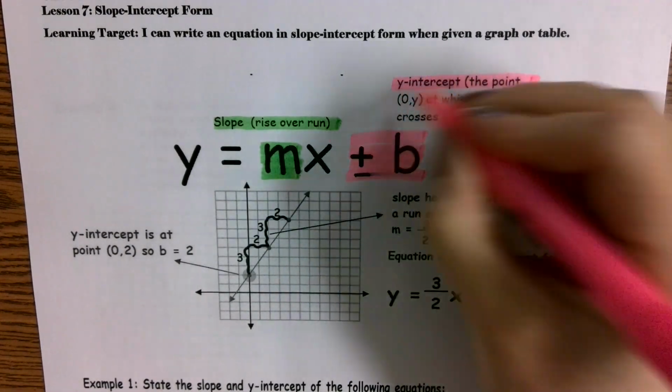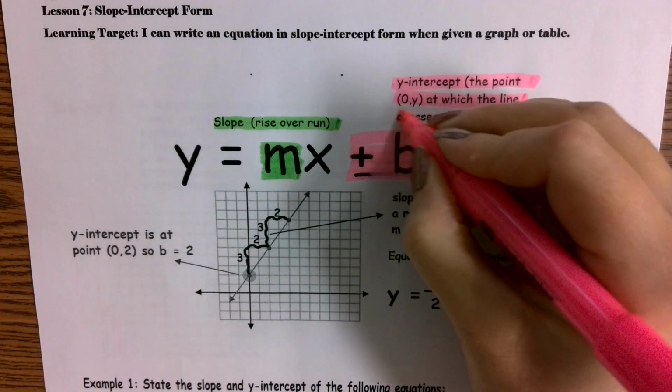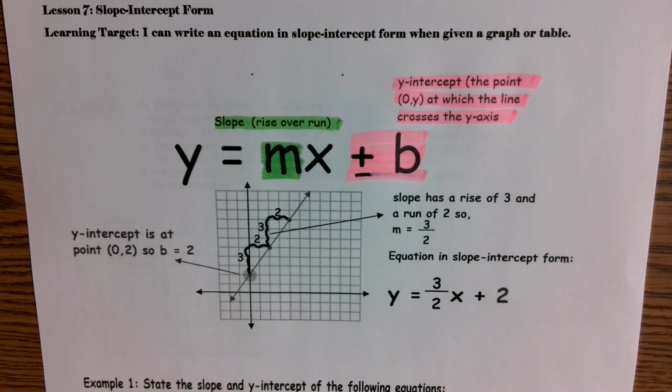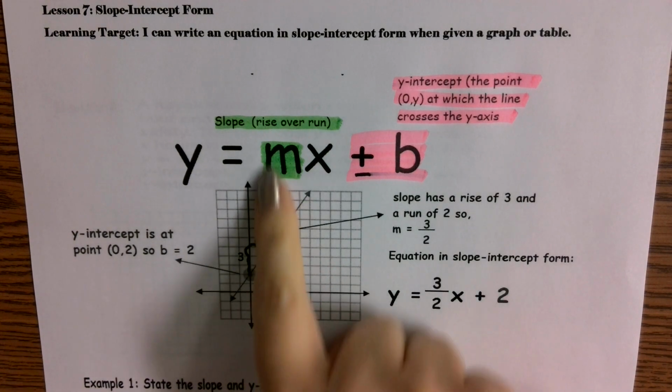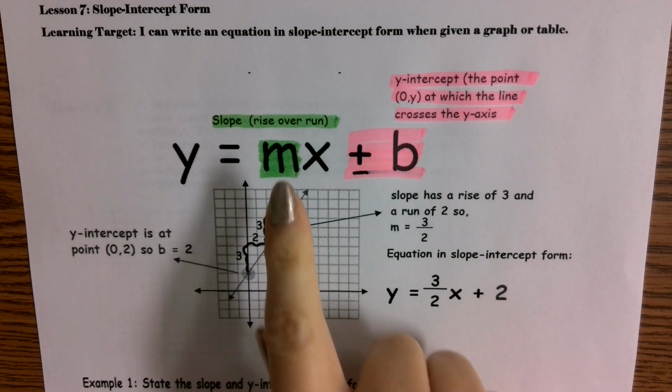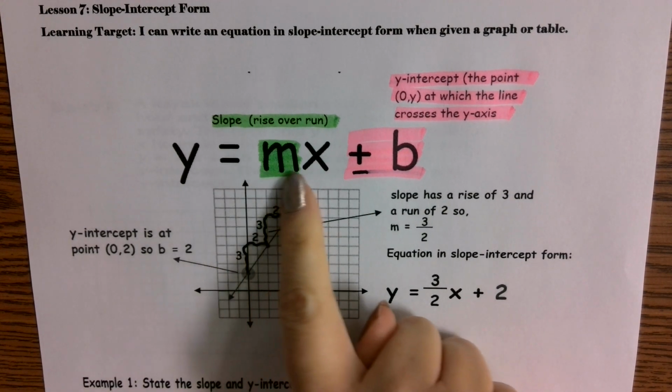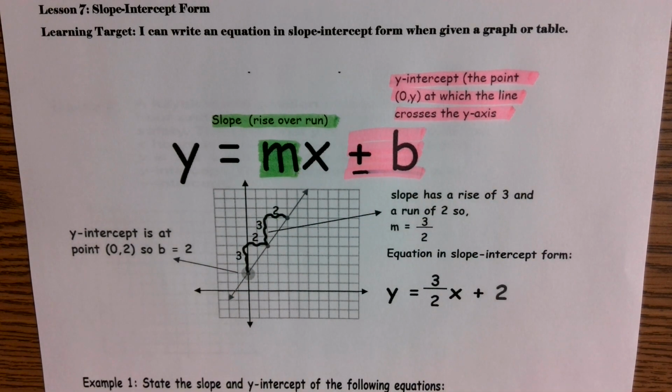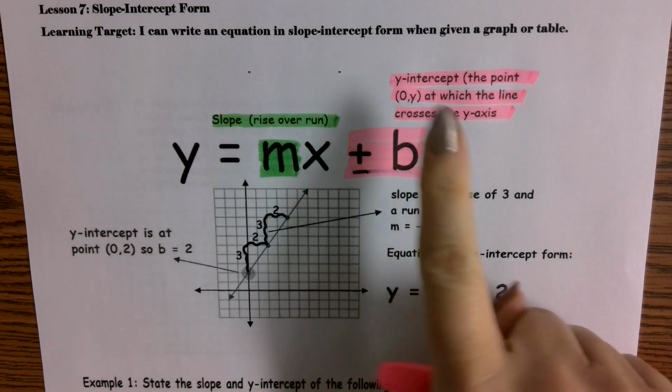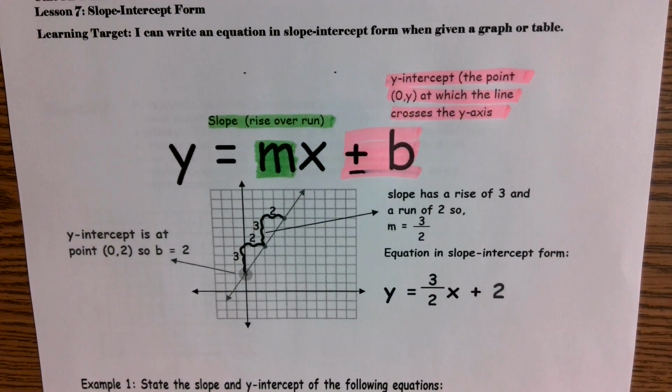That's the point at which x is equal to 0 and y is equal to some other value. Could be 0 or it could be a non-zero value. But it just basically is where your line crosses over the y-axis. Okay, so y = mx plus or minus b. m is your slope, b is your y-intercept.